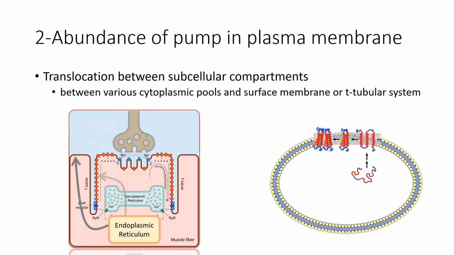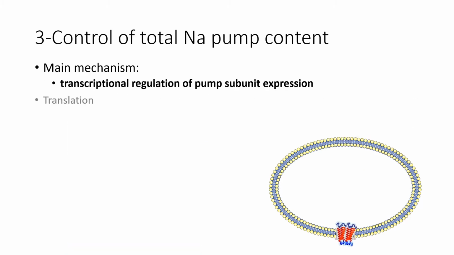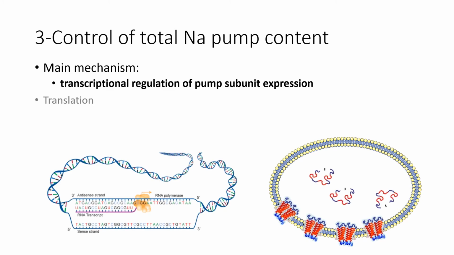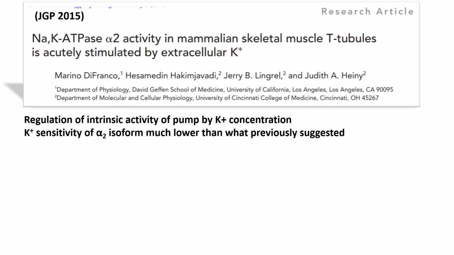Abundance of the pump in the plasma membrane is controlled by translocation of subunits between subcellular compartments, like ER or surface membrane or T system. And the main mechanism to control the total pump content in skeletal muscle is by translocation and transcriptional regulation of pump subunit expression, and to a lesser extent by regulation of translation of subunits, controlling protein stability, and genetic mechanisms.